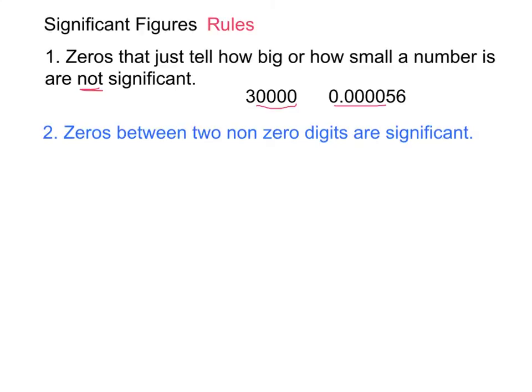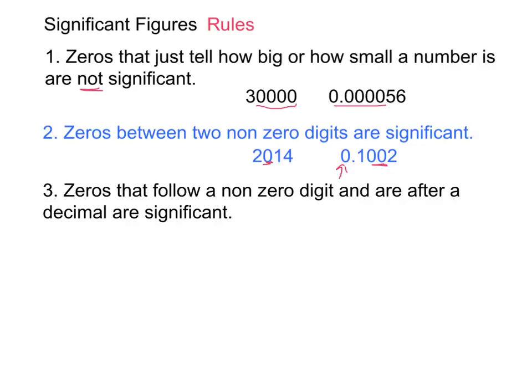Okay, rule number 2. Zeros between two non-zero digits are significant. So let's look at an example. Okay, 2014. The 0 there is smashed between the 2 and the 1, so it is significant. Here we've got on the next one a couple zeros. These zeros here are significant. That one is not, because it is just a placeholder. It just tells me how small it is. So if it's between two digits, like the 1 and the 2 on both of these, they are significant.